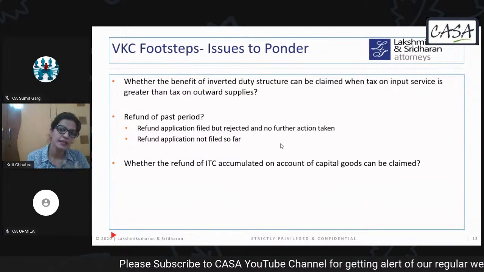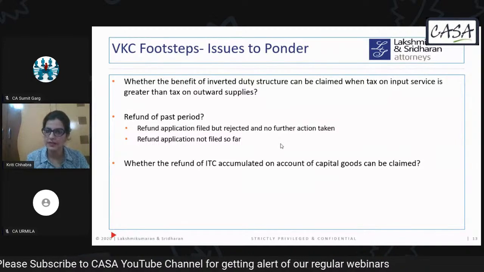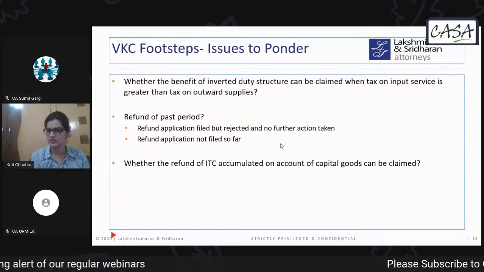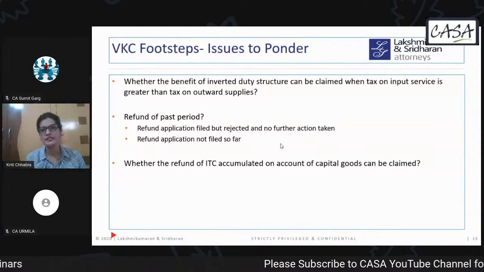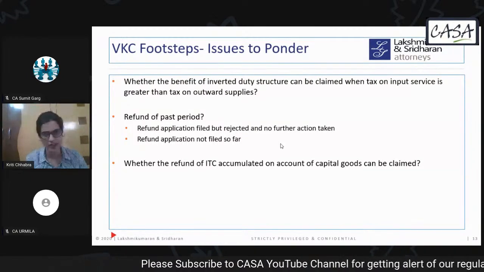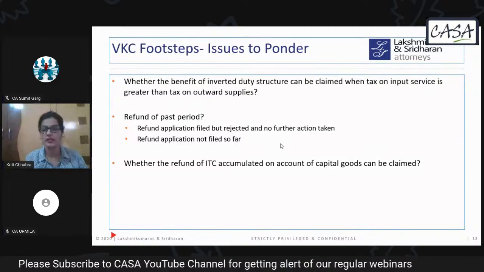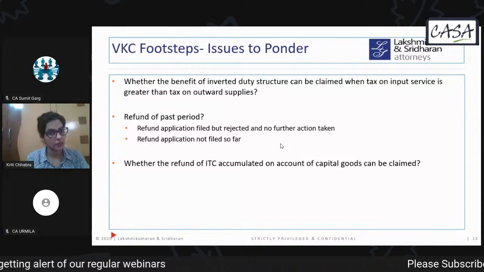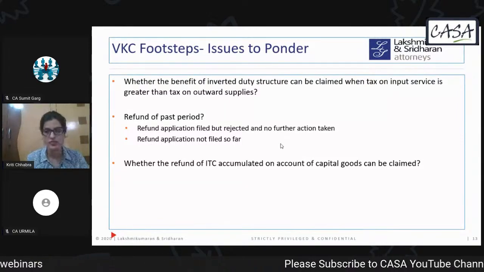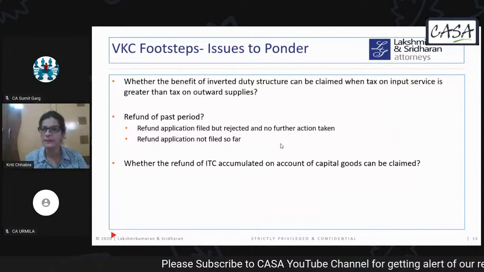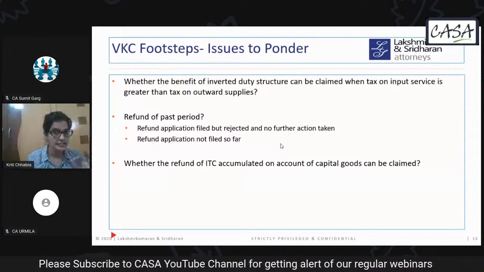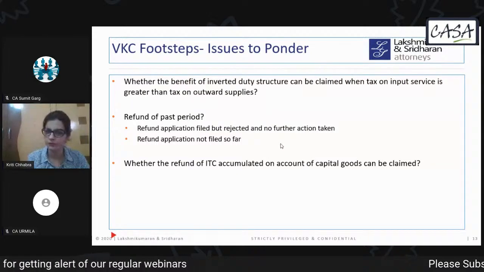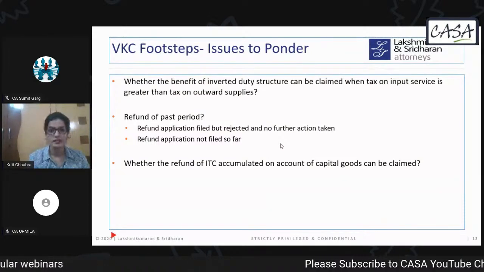So a question may arise that a person who is engaged in making an outward supply, let us say of shoes, which is taxable at the rate of 5%, but he is availing certain inputs which are taxable at the rate of 5%, and he is also availing certain input services which are taxable at the rate of 18%. Since he has no such credit, no input, which is more than the tax on output, but there is this input service which is exceeding the rate of tax on outward supply, whether he is eligible to take this benefit of inverted duty rate structure, this is a question.